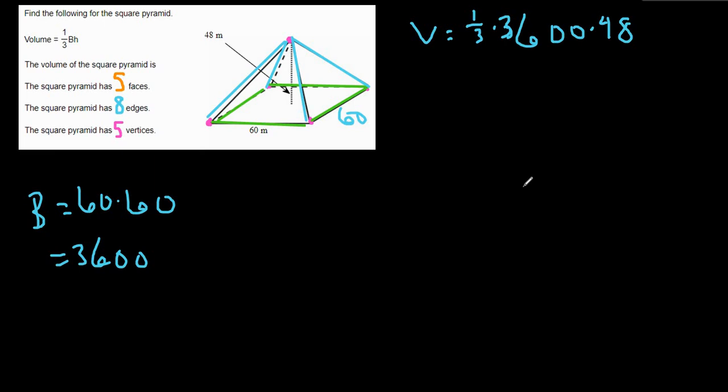And if you use 0.33, you're going to have a rounding issue already, because your answer is not going to be exact. And assuming that I put this correctly into the calculator, 1/3 times 3,600 times 48 is 57,600. And that's going to be meters to the third power. If you need more time, go ahead and pause it.